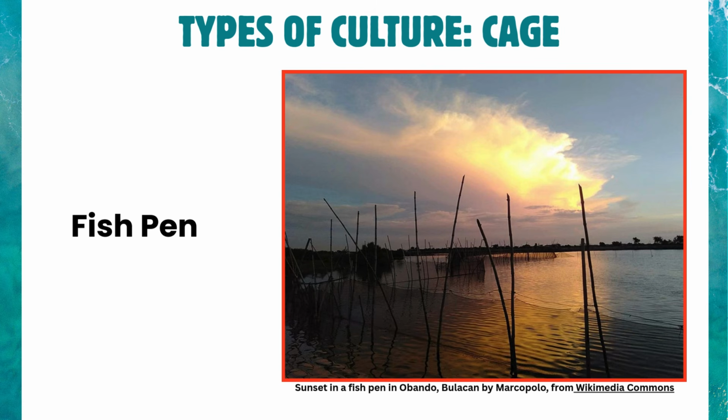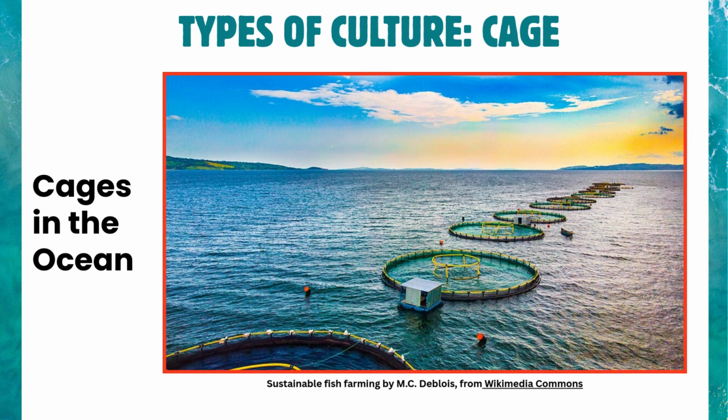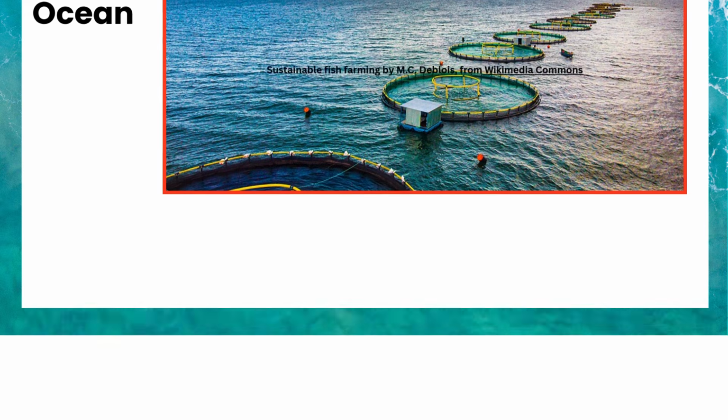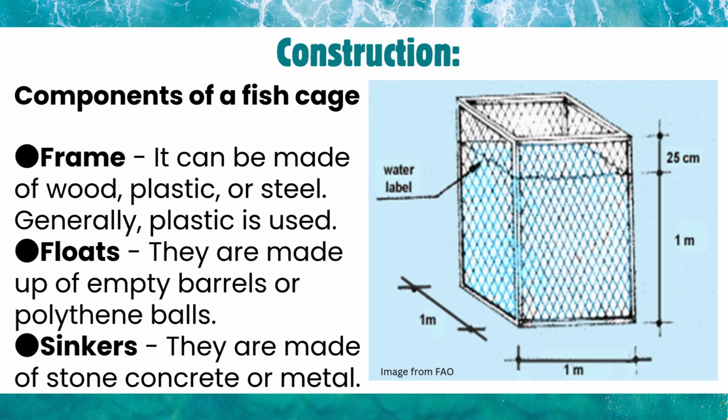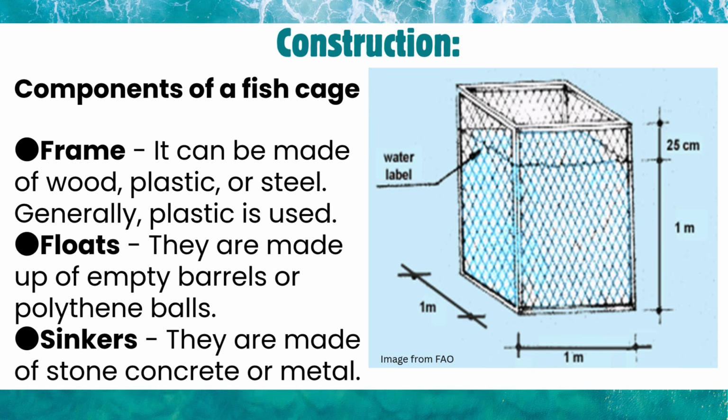Fish pen. Cages in the ocean. Construction. Components of a fish cage. Frame. It can be made of wood, plastic, or steel. Generally, plastic is used. Floats. They are made up of empty barrels or polythene balls. Sinkers. They are made of stone, concrete, or metal.